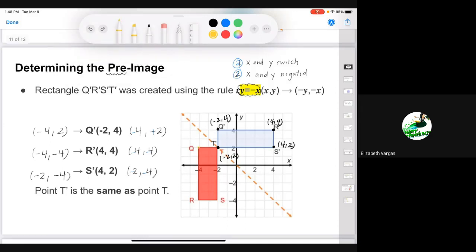Let me use a different color. Okay. Is our R originally located at -4 and -4? Yes, it is right there. Is our S originally located at -2, -4? Yes, it is right there. So what about my T?